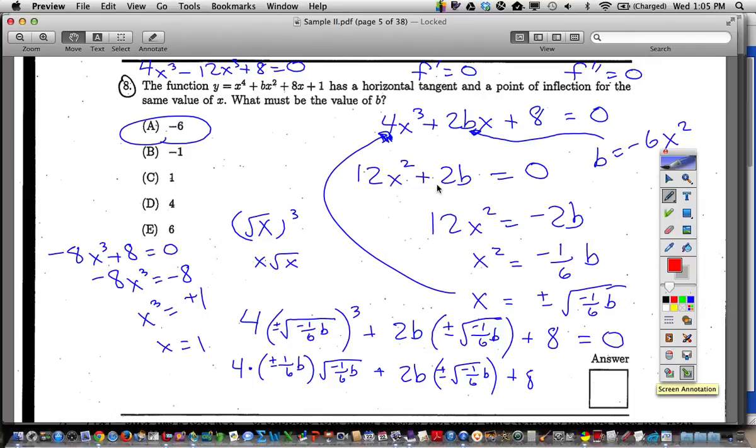Then all you had to do was plug it back into this one or this one. It'd be easier to do this one. Because look, if you plug a 1 into this one right here, then you get negative 6. So no, that's the idea. The idea is that those two have to be equal. Horizontal tangent and a point of inflection, the first derivative and second derivative both have to equal 0. Okay? All right, good one.